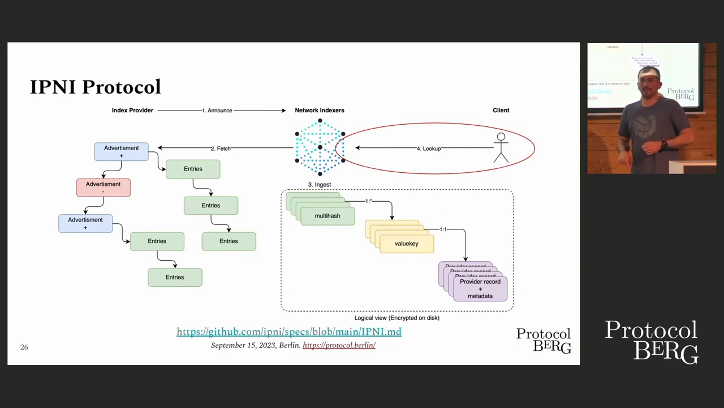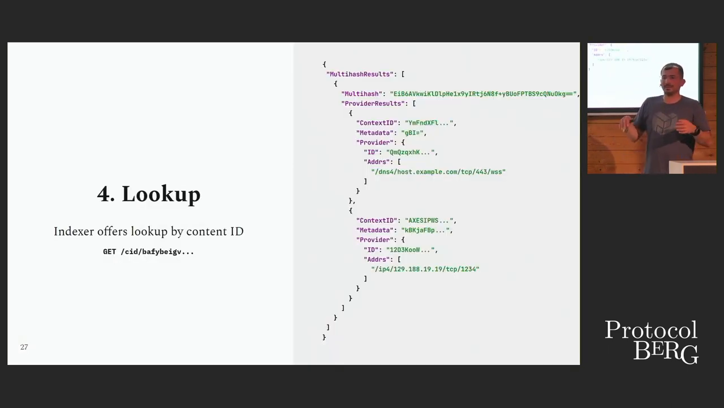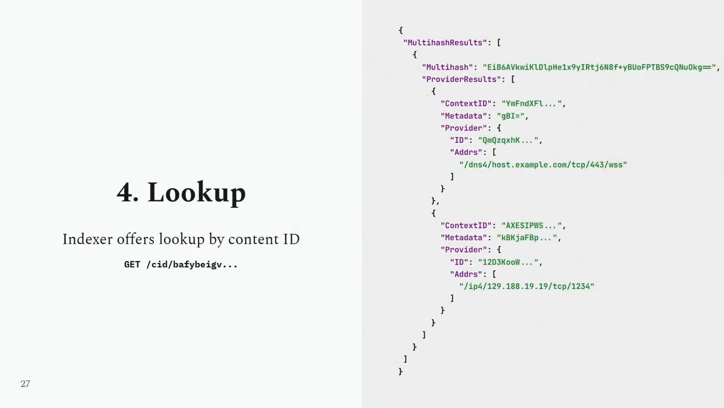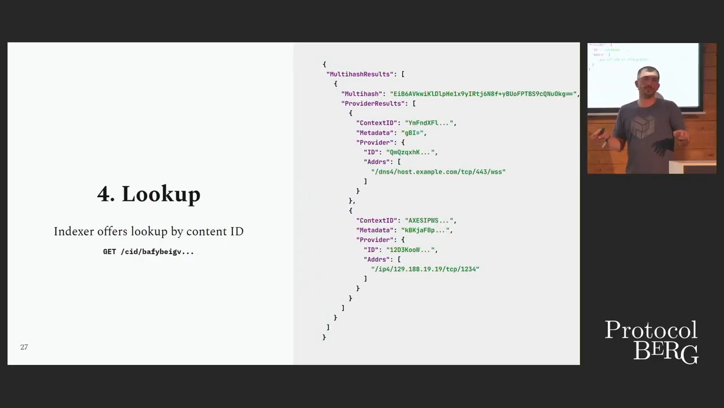So far, we ended up with curating the content, announcing it to the network, fetching it by the indexer, creating this logical view, which actually on disk is completely encrypted, and even indexers don't know what hashes exist, and then the lookup happens. The lookup simply is a REST interface that allows you, given a content ID or CID hash, to look up the information about a provider. The information that you look up contains the context ID that I talked about, and metadata, which embeds things like the protocols over which the data is retrievable, as well as extra addresses, you know, endpoints from which I can retrieve stuff.